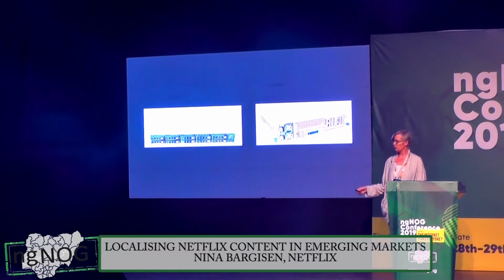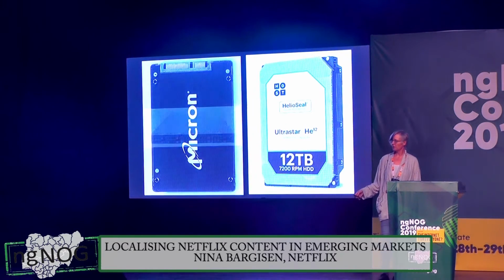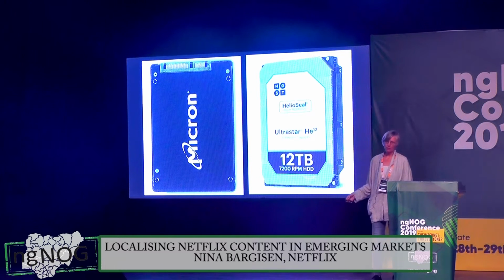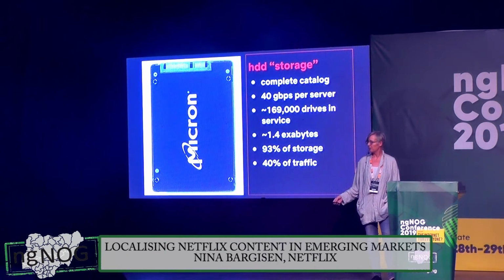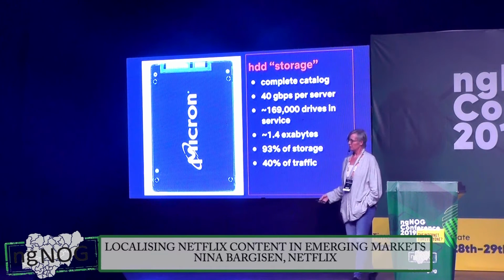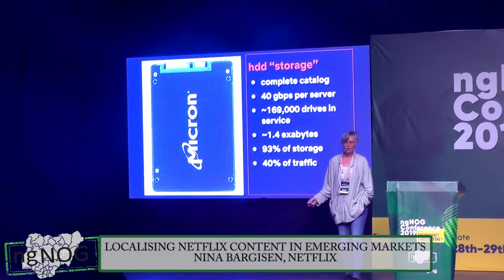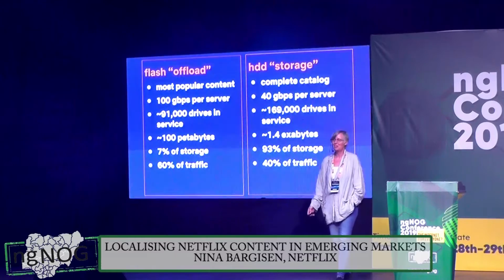So again, these are the first two, and we have a lot of spinning drives in the storage server and SSD drives in the flash server. So the ones where we have those spinning drives, we can have the complete catalog, and the servers we're using today have a 48 gigabits per second bandwidth.